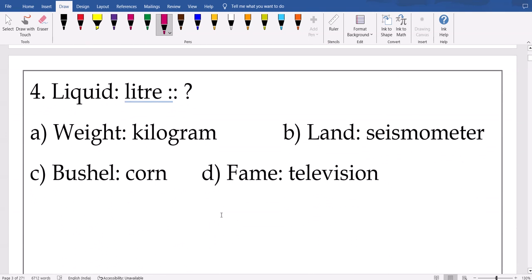Next one, liquid, liter. We can measure that in liters. Weight will be measured in kilograms. So that's a measurement, how we can measure that. So analogy: yeah, if you know, you can take hardly 10 seconds. If you don't know, that's the problem.